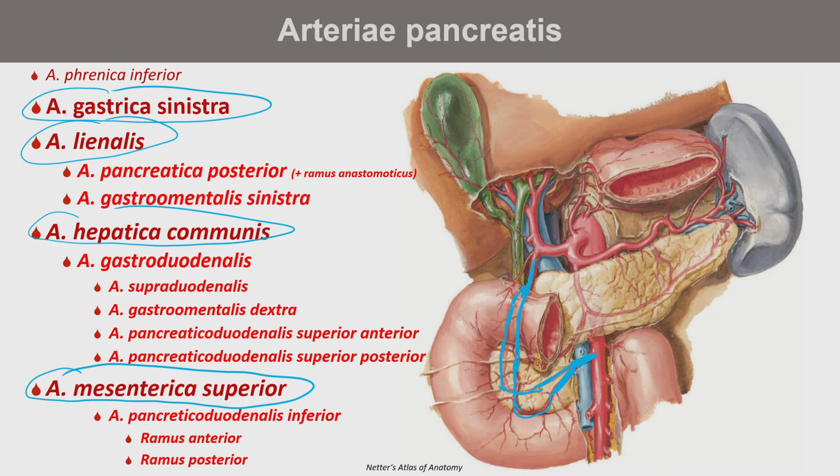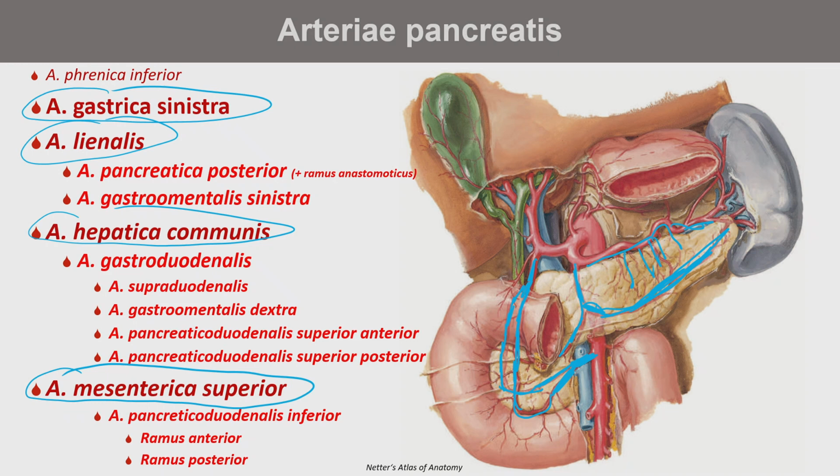So this is very important that we have this ring, and then the second supply is the pancreatic dorsal artery from the lienal artery, which is going along the pancreas, dorsally from the pancreas. And it also has some other pancreatic branches which are arising from the splenic artery.